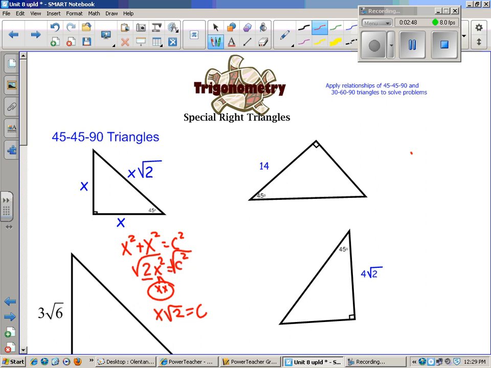So here's again a 45, 45, 90 triangle. Is this 14 a leg or the hypotenuse? It's a leg, right? Because it's coming up to make the right angle. So that one's 14. What's this one? 14. What's that one? 14 square root of 2.